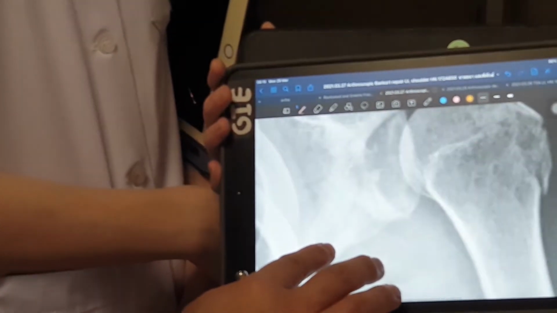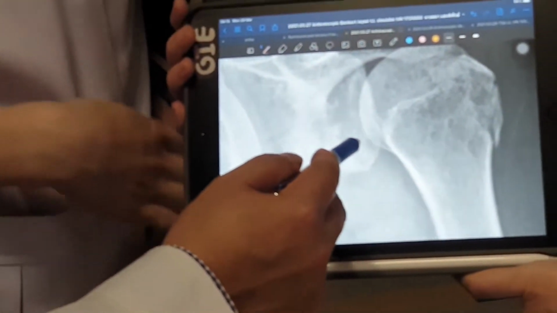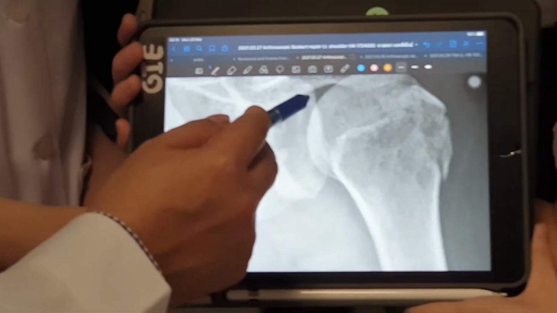Okay, and you see something different, something strange here. Yeah, you see this piece of bone, right? It should be in this line.